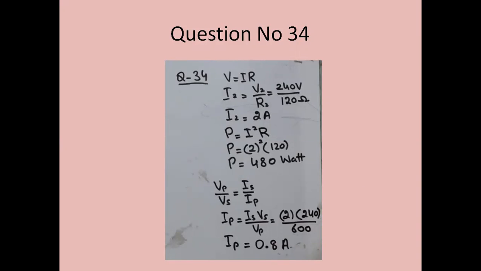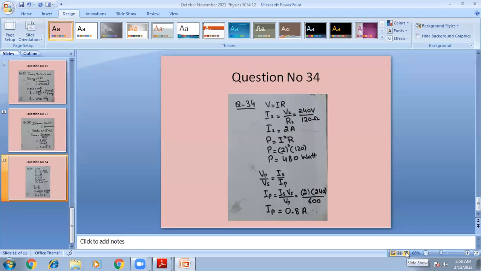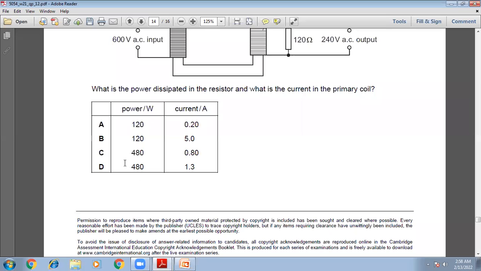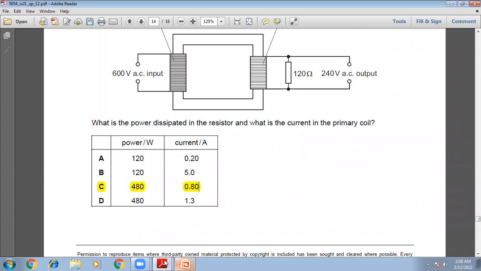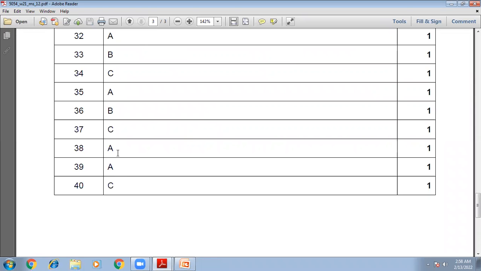And we know a formula, Vp by Vs is equal to Is by Ip. So Ip will be equal to Is multiplied by Vs divided by Vp. Just put the values, 2 multiplied by 240 divided by 600, and you will get 0.8 ampere. So the current in the primary coil is 0.8 ampere. Hopefully you understand how this numerical is done. I think this is the option. So for question number 34, C looks the best option, sir. C is the right option.